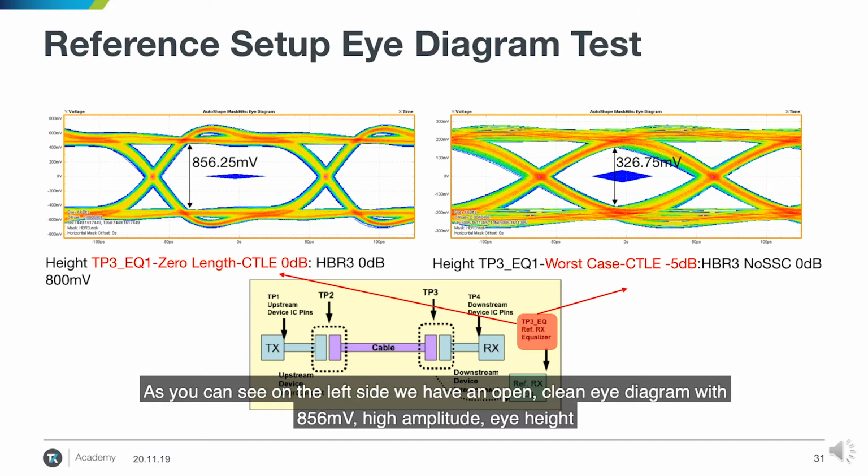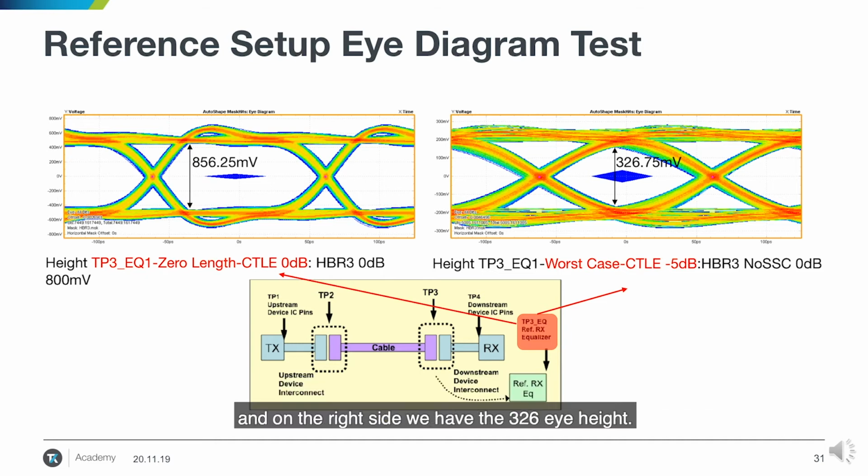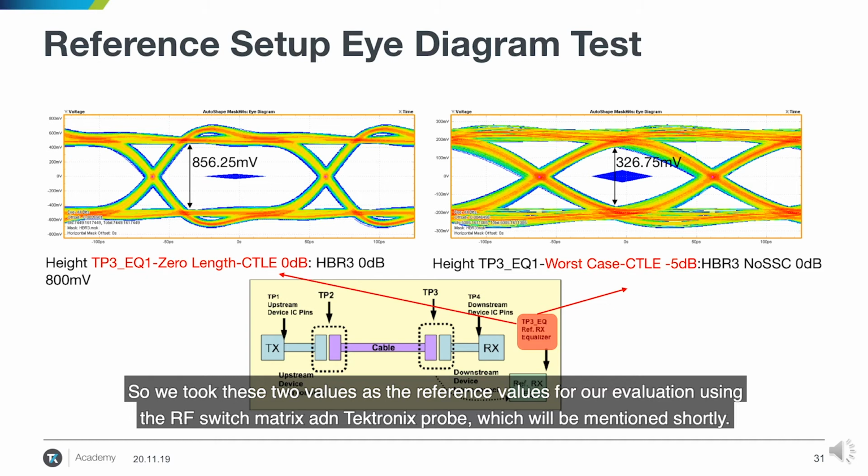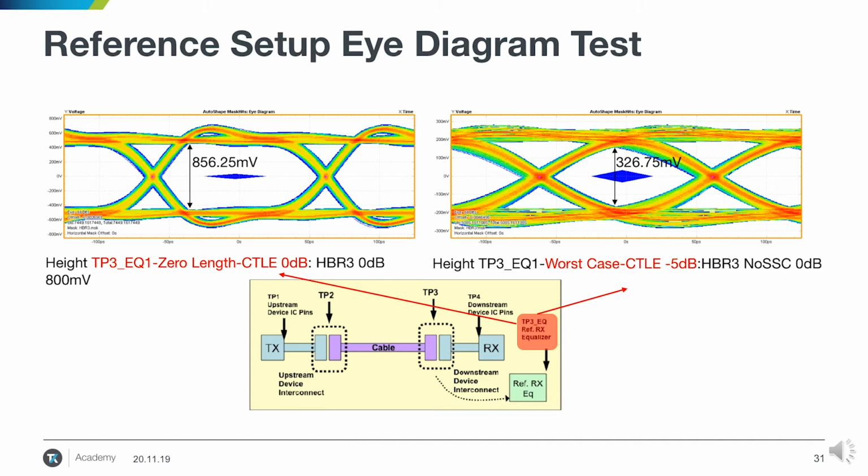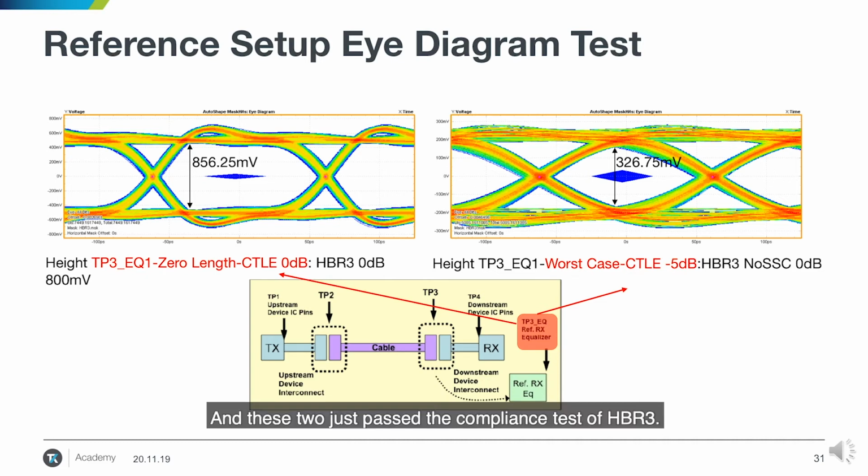As you can see on the left side, we have an open clean eye diagram with 856 millivolt eye height, and on the right side we have the 326 millivolt eye height. So we took these two values as the reference values for our evaluation using the RF switch matrix and Tektronix probe, which will be mentioned shortly. And these two tests just passed the compliance test of HBR3.